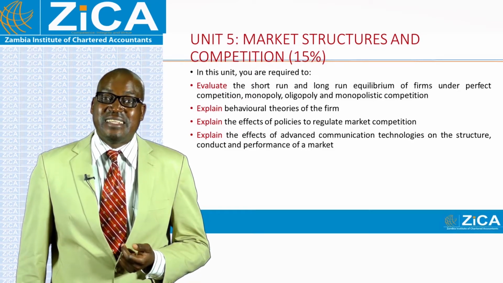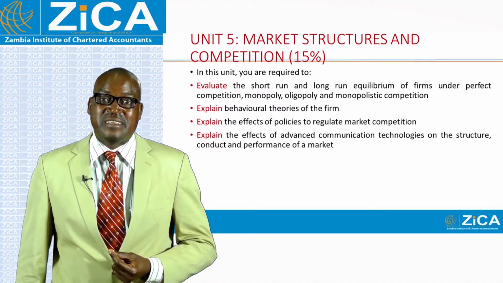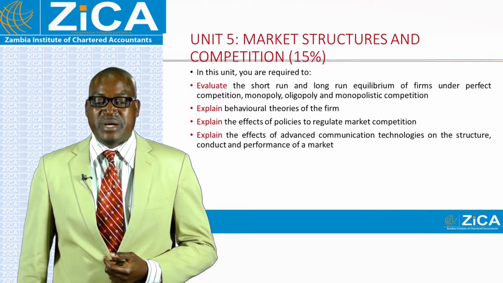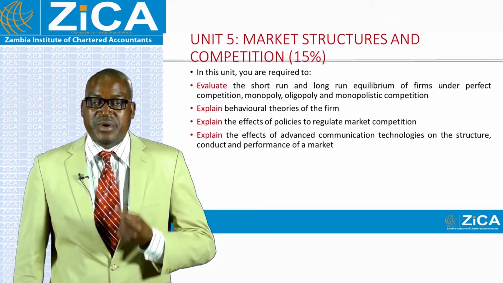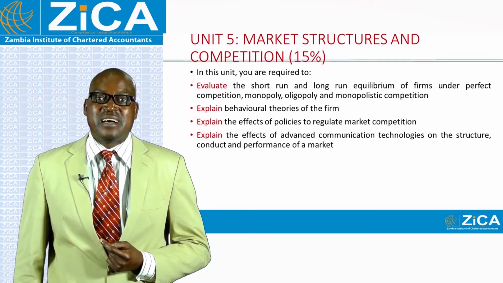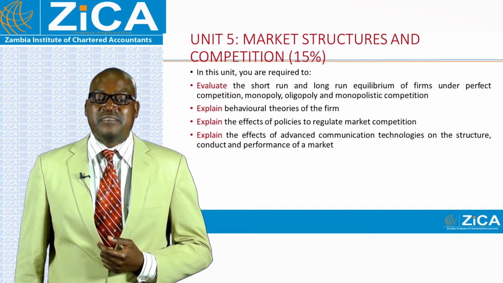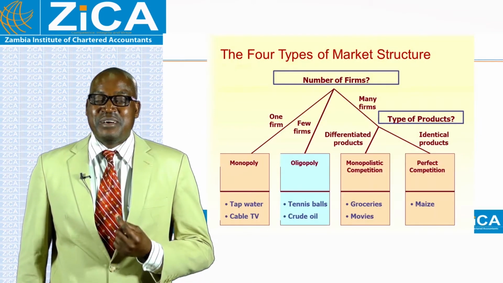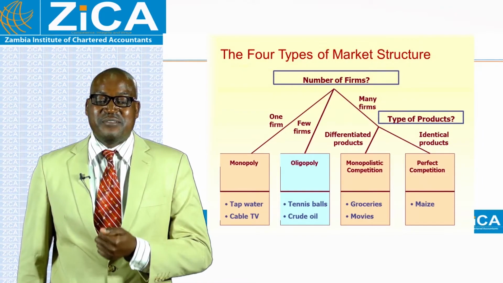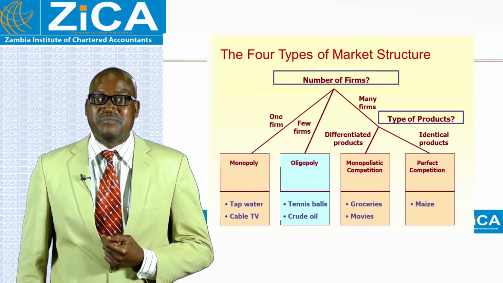What we need to understand in this particular case is what are the characteristics of different market structures where companies operate in. We quickly move on to identifying what these market structures are. We have monopoly. A monopoly is generally where you have a single firm. Oligopoly is where you have a few firms.